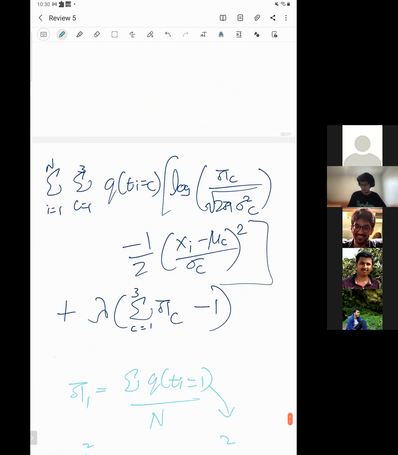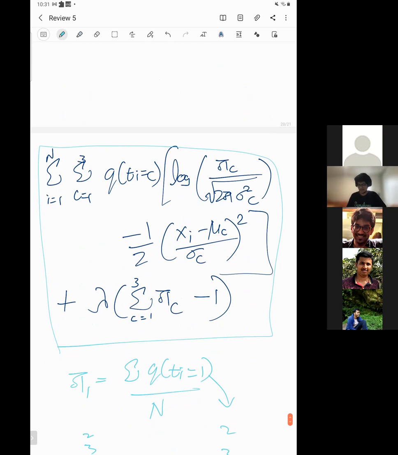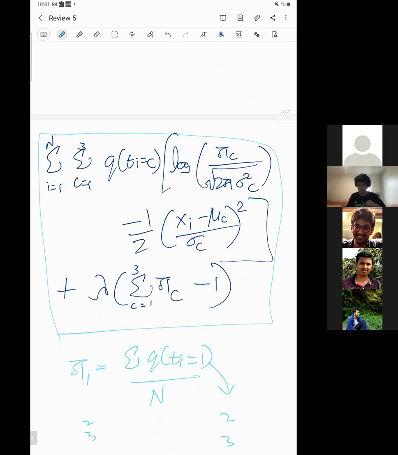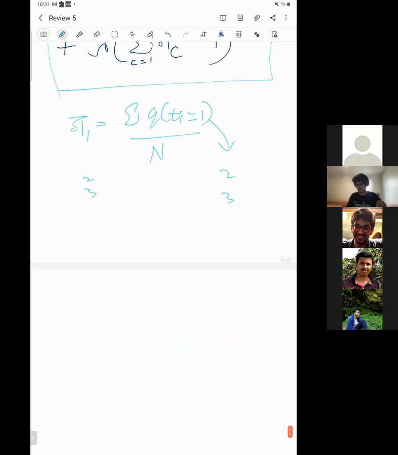And now with this, you will get 4 equations, and you solve for pi 1, pi 2, pi 3 and lambda. So differentiate with respect to pi 1, pi 2, pi 3, and lambda, and equate all 4 to 0. You get 4 equations with pi 1, pi 2, pi 3 and lambda as the unknowns. Solve for them. We are mainly interested in pi 1, pi 2, pi 3, and this is what you get. So was this clear?